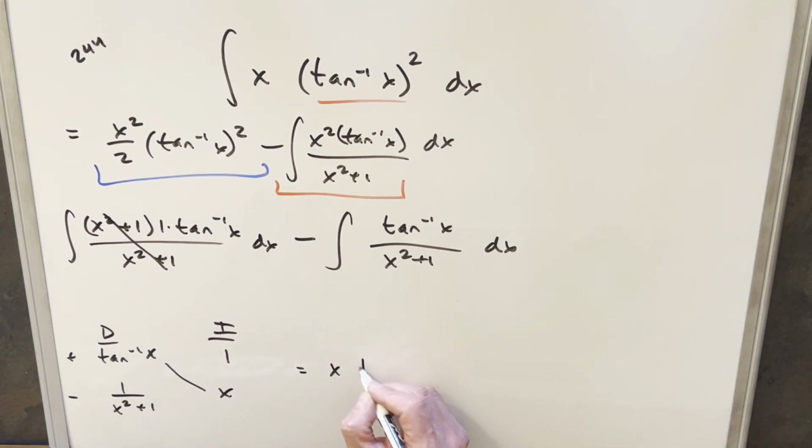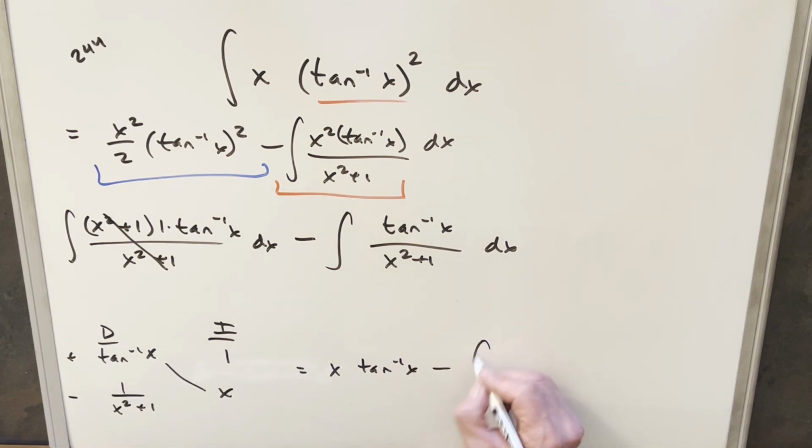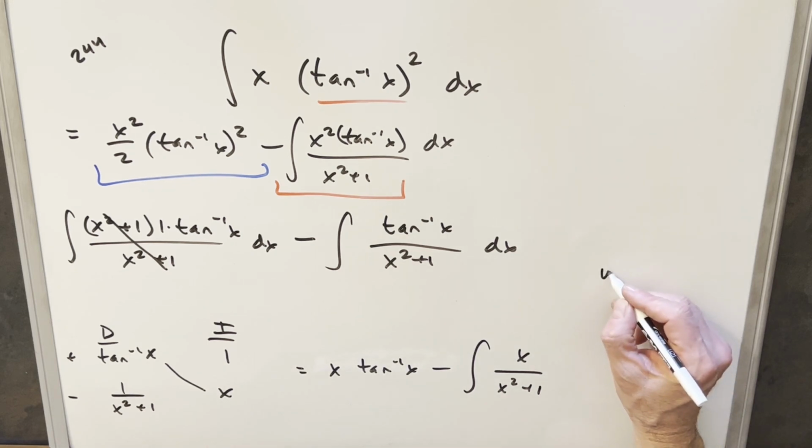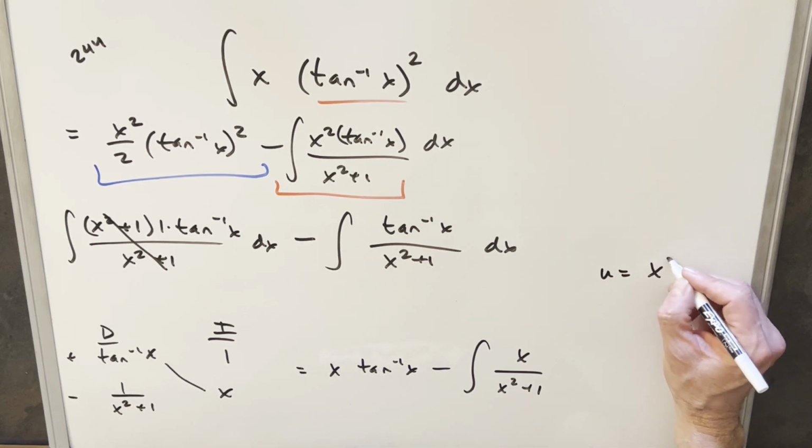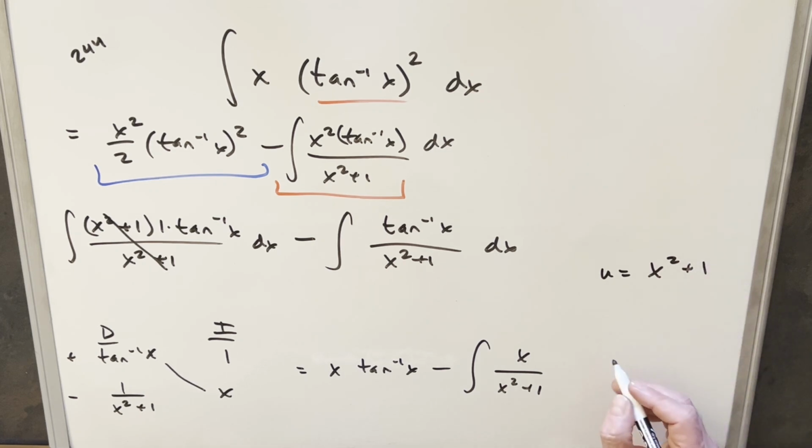So we're going to have x arctan of x, and then we're going to have this integral, which is just x over x squared plus 1. So I can handle this with a quick u substitution. I'm going to make my u equal to the denominator. So we'll call our u equal to just x squared plus 1.